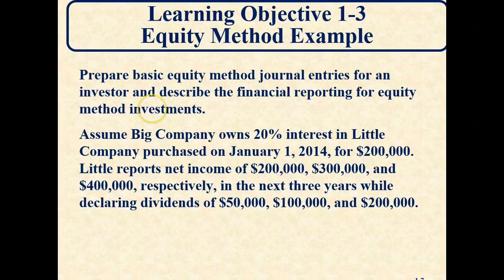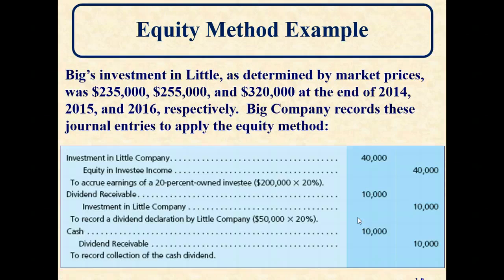Little reports net income of $200,000, $300,000, and $400,000 respectively in the next 3 years. So they reported income, but they also paid out dividends. So you know that the investor received dividends. They're letting us know that the year Little reported $200,000, they paid out dividends of $50,000. The year they made $300,000, they paid out dividends of $100,000, and ditto with the next one. When they earned net income of $400,000, they paid out dividends of $200,000. So how would we go about bringing this information over to the parent company?